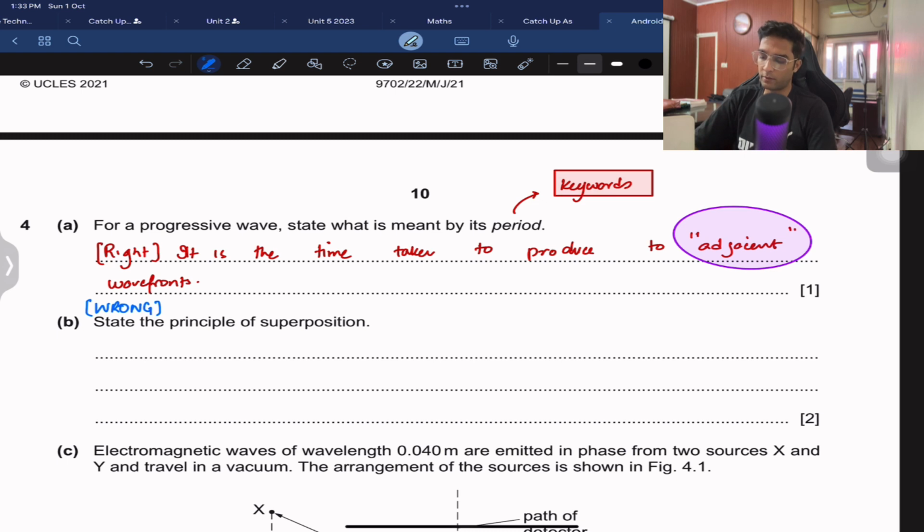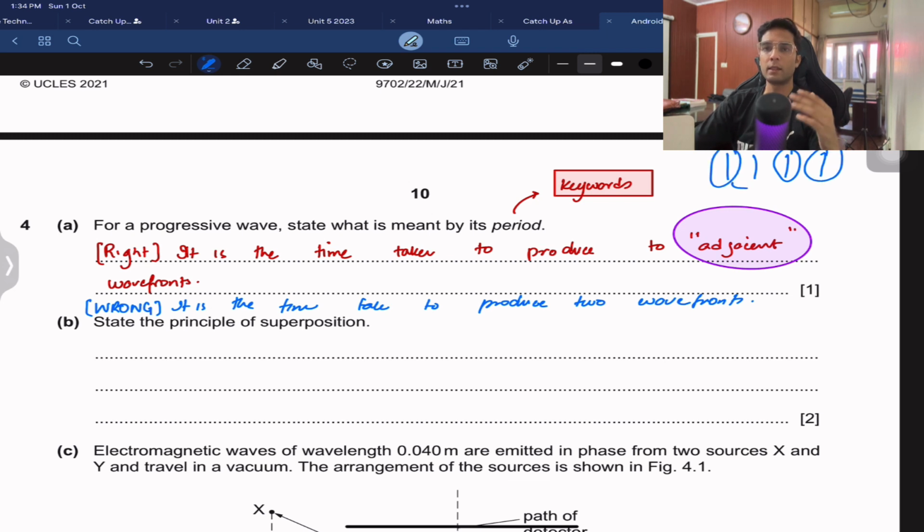For example, they would have written that it is the time taken to produce 2 wavefronts. Now if you write this, technically what's missing is that you haven't written adjacent. So it could be different wavefronts. What two wavefronts are you talking about? Are you talking about this one? Are you talking about this one? Or this and this one? So it's not accurate, that's an ambiguous answer and you won't get any credit for that.